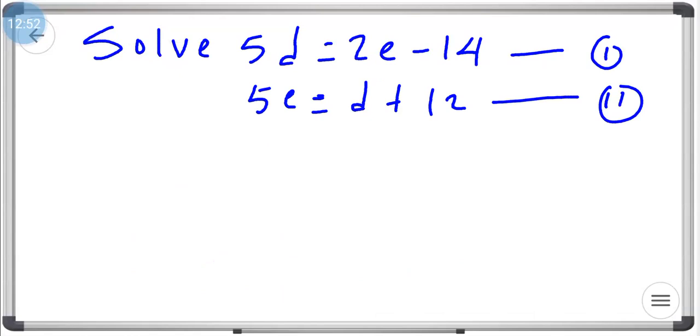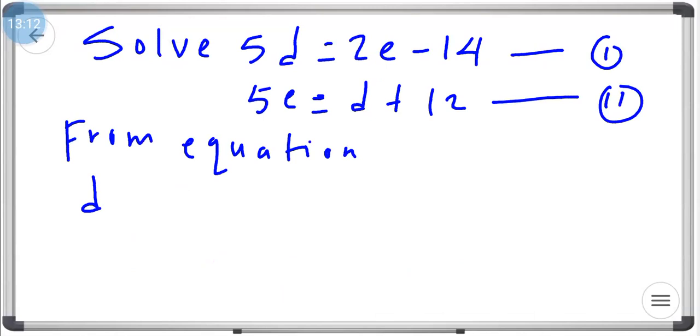So from equation 2, we can make d the subject of the formula. From equation 2, we can have d equals 5e minus 12. That's from equation 2. Now what I did here is just simple. From this equation 2, I took this 12 to 5e.